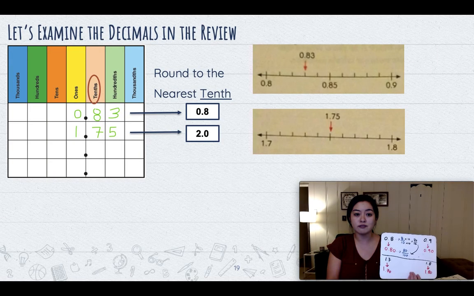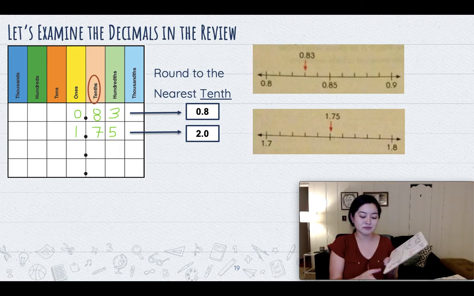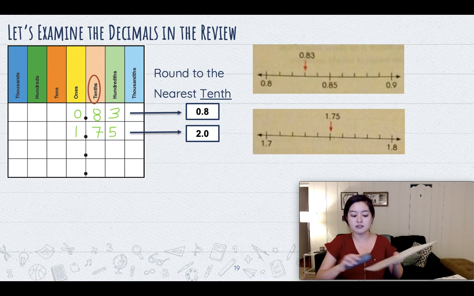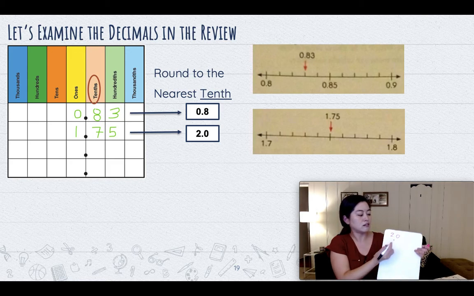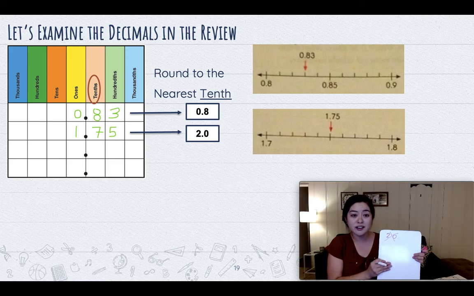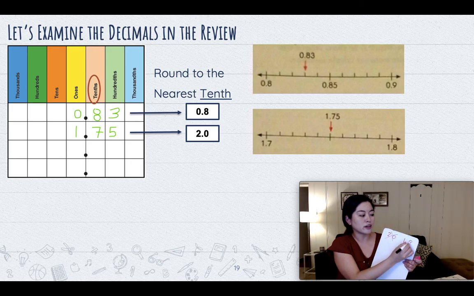If it's right in the middle, we always round up, okay? So 1.75 rounds to, oh, it says 2.0, but that's a whole, I'm sorry, it should be 1.8, not 2.0, okay? So that was my mistake, okay? That one should be 1.8, okay? All right, sorry about that.